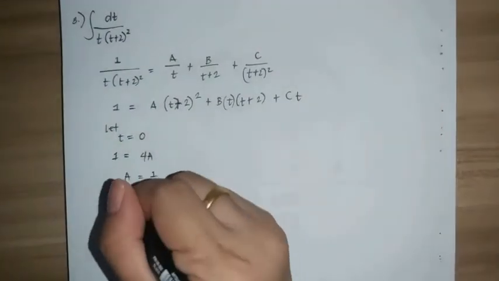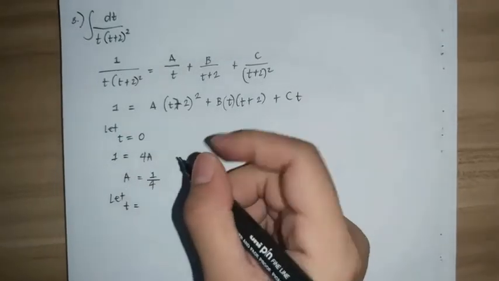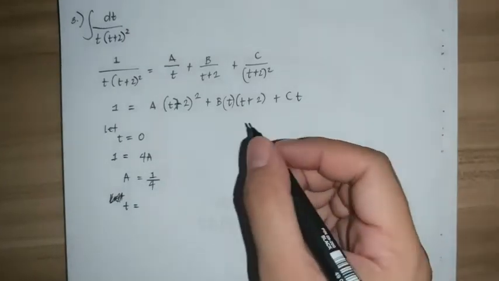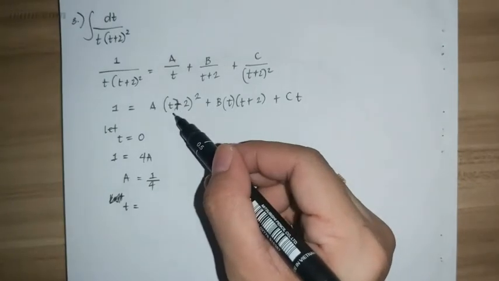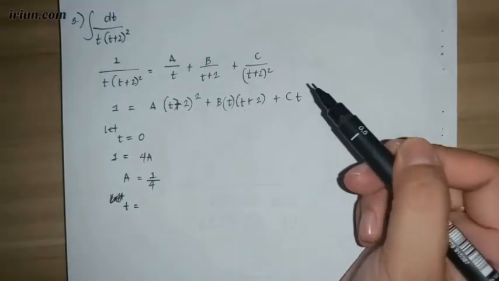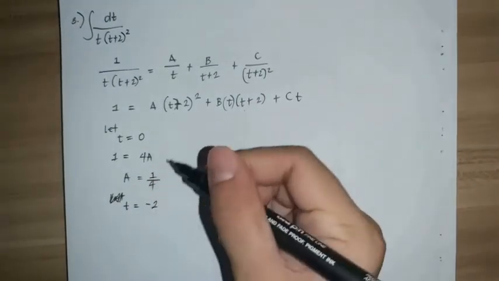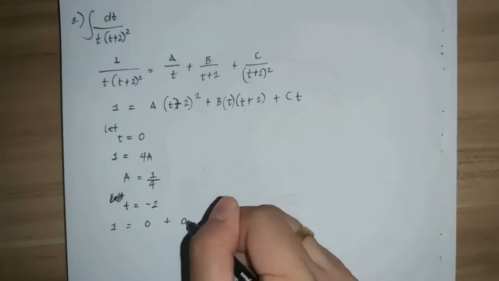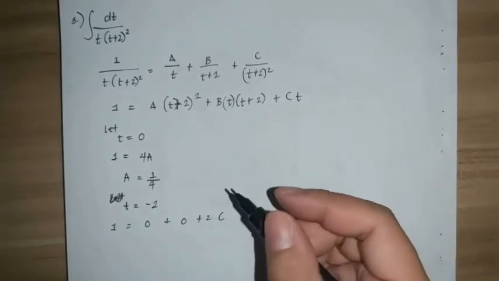So, let na naman tayo, or t is equal to, pwede na wala. So, let t is equal to, pwede ma-0 here, we have negative 2, right? Pag negative 2 here, negative 2 siya here, ma-0 na siya. So, we have t will be negative 2, so we will have 1 is equal to 0, right? Plus 0 plus 2c, right?